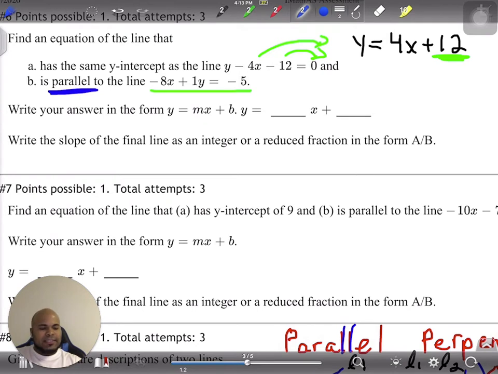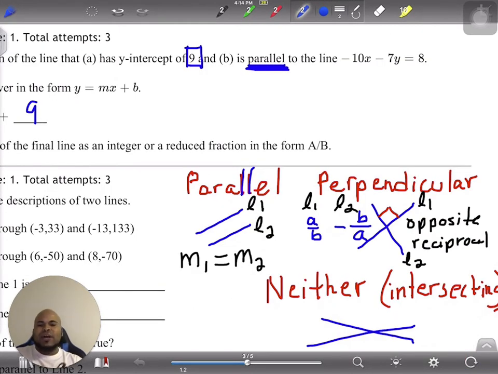All right, let's continue. The next problem says find an equation of the line that has y-intercept 9. Look at that. I don't have to do anything to find the y-intercept. They gave it to me. So automatically I could just come here and write down 9. And then that it's parallel to this line. Well, the key word for parallel is that it has to have the same slope, right?